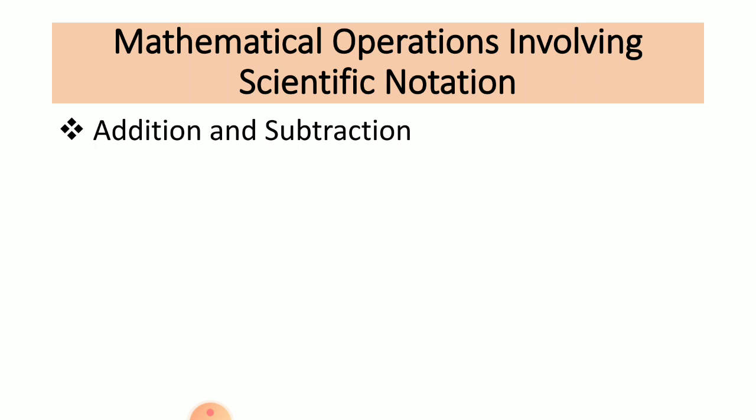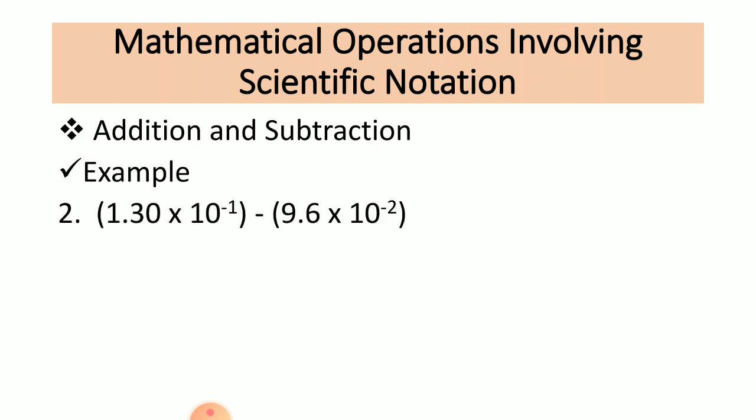Another example, let us have an example on subtraction. So we have here 1.30 times 10 raised to negative 1 minus 9.6 times 10 raised to negative 2. For example, let us transform both of the scientific notation into raised to negative 2. So in this case, we need to transform negative 1 so that it will become negative 2.